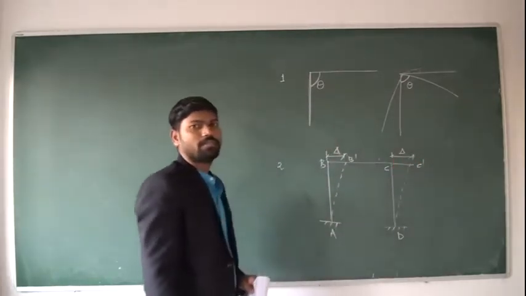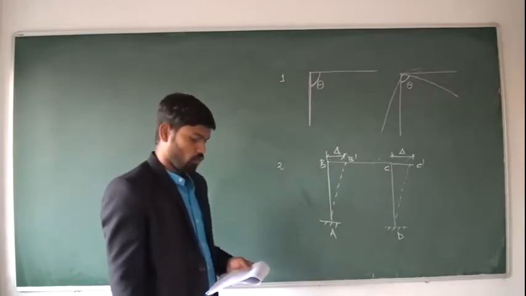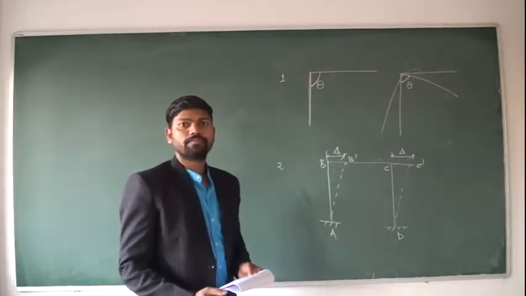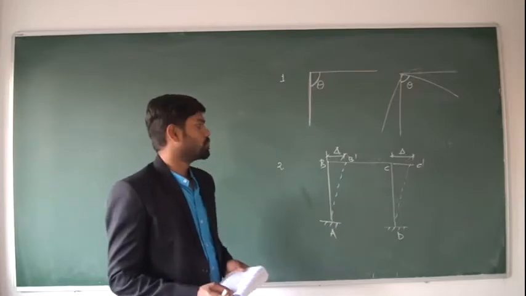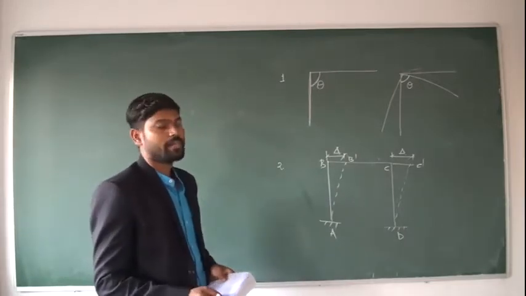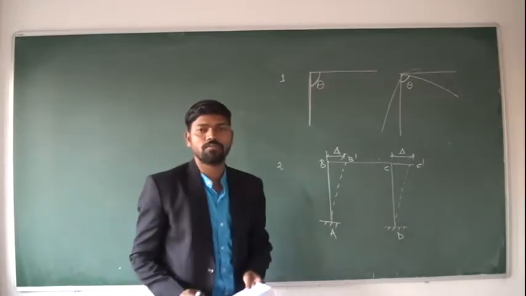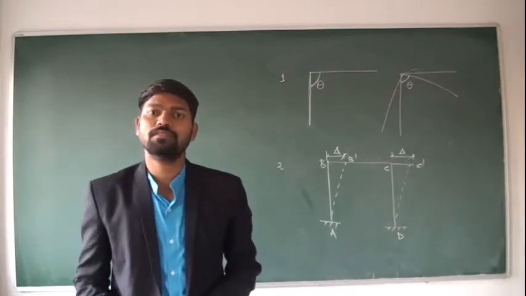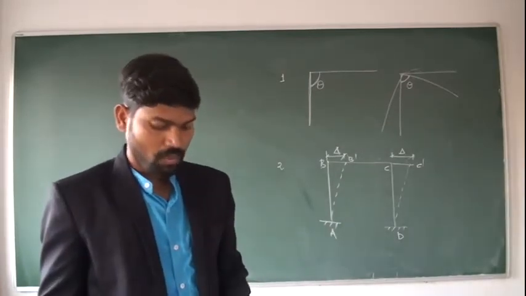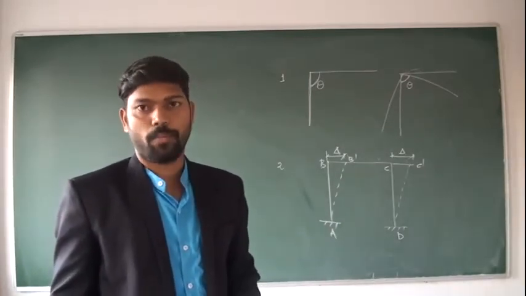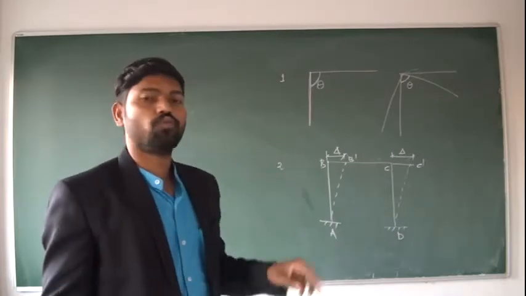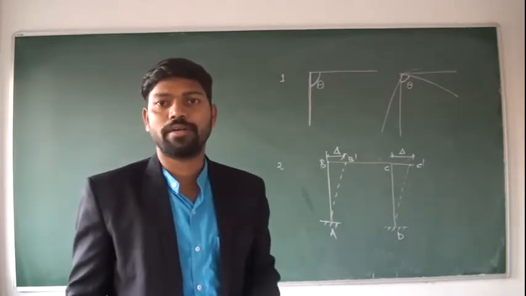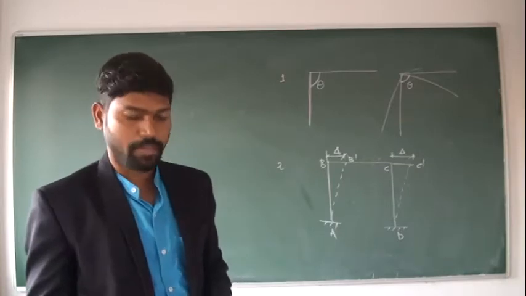Hence there is no distortion due to axial deformation, so the delta value remains the same. Axial deformation in such frames or in this method is neglected. This is our assumption number 2. We have to follow these two assumptions while solving the examples by using the slope deflection method.